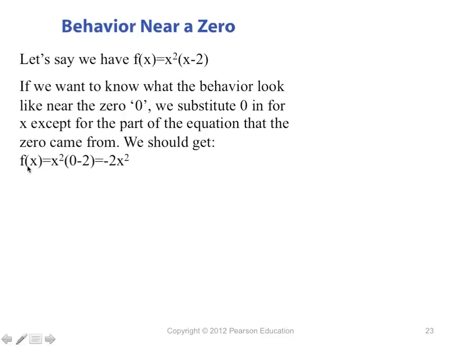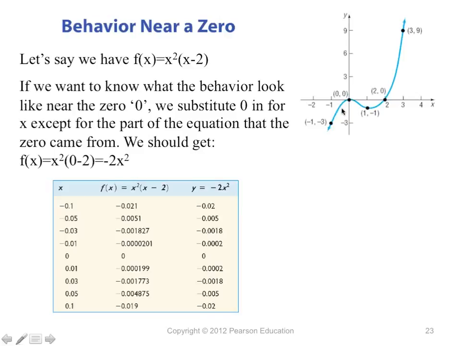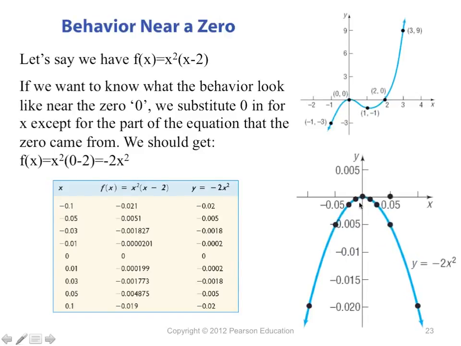So basically what we end up doing is we have f of x equals x squared, so that's left alone, times 0 minus 2. And if we go ahead and simplify that, we get negative 2x squared. So what we know is that near 0, our graph is going to look something like negative 2x squared. Now, if you remember, negative 2x squared is just going to be a downward facing parabola. So it's going to look something like this on the bottom right, sorry. And if we go over to 0, what you'll see is something that looks like a little downward shaped parabola near 0.